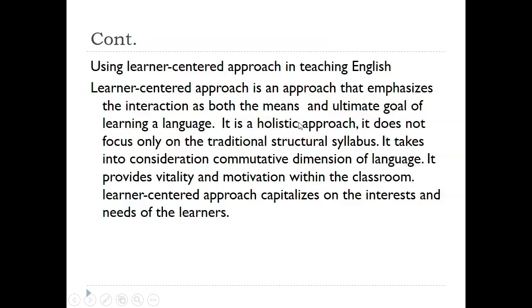Learner-centered approach is an approach which emphasizes interaction. So you know the interaction between the learners and learners, the interaction between the learners and teacher. That one is the key point in learner-centered approach. So try to give me some more points on how to teach using learner-centered method in an English lesson.